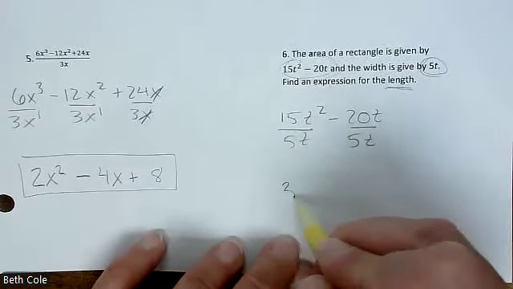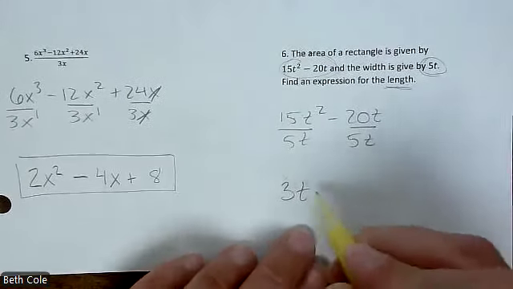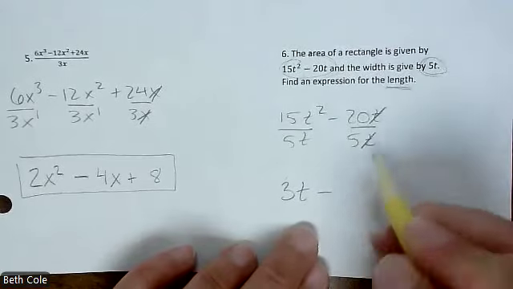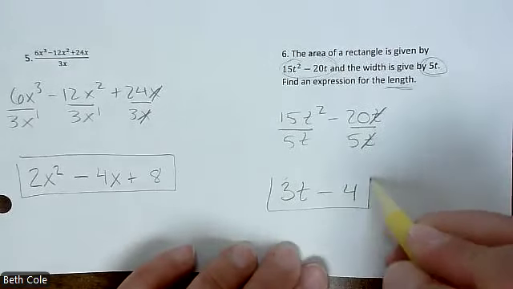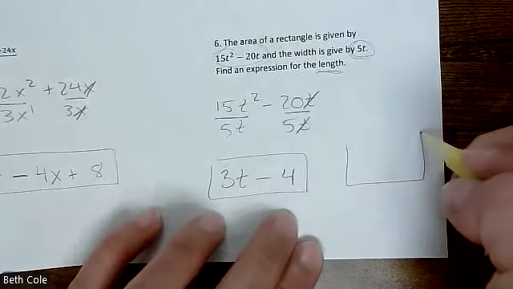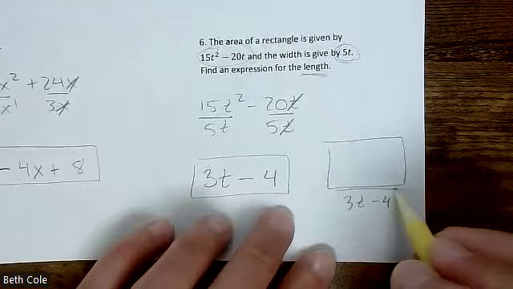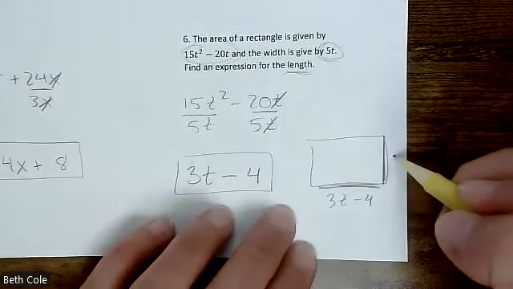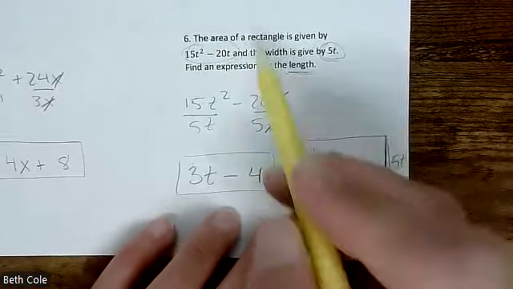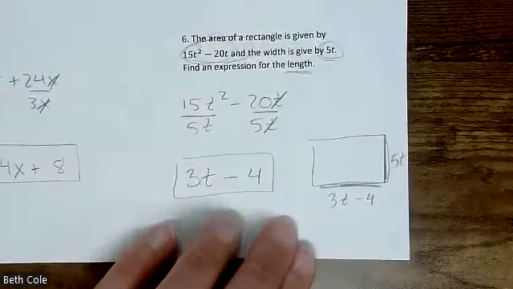So 15 divided by 5 is 3. We'll be left with a t minus, here the t's cancel, 20 divided by 5 is 4. So if you're thinking about your rectangle, what happened is this side is 3t minus 4. And then this side is 5t. And if you multiply those together, you get that area.